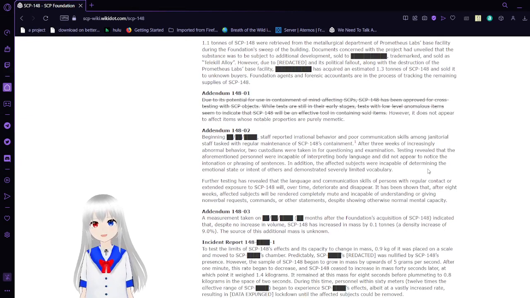One ton of SCP-148 was recovered from the metallurgical department of Prometheus Labs. During the Foundation sweep of the building, documents concerning the project revealed that the substance was to be subject to additional development, trademarked and sold as telekill alloy. However, due to the political fallout and the destruction of the Prometheus Labs base facility, an estimated 1.3 tons of SCP-148 was acquired and sold to unknown buyers. Foundation agents and forensic accountants are in the process of tracking the remaining supplies of SCP-148.